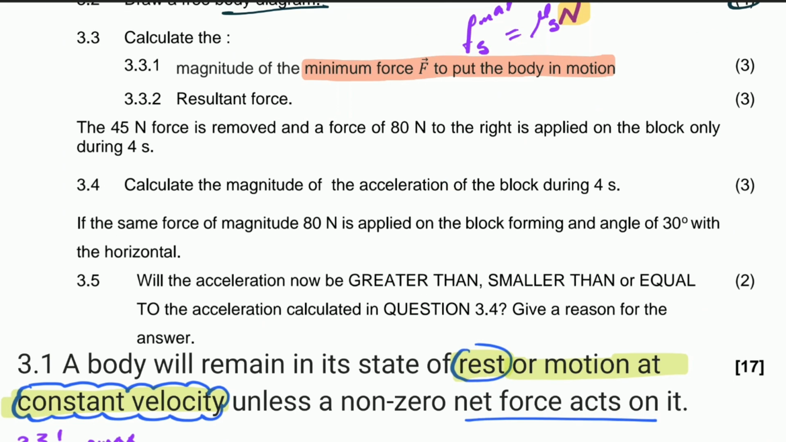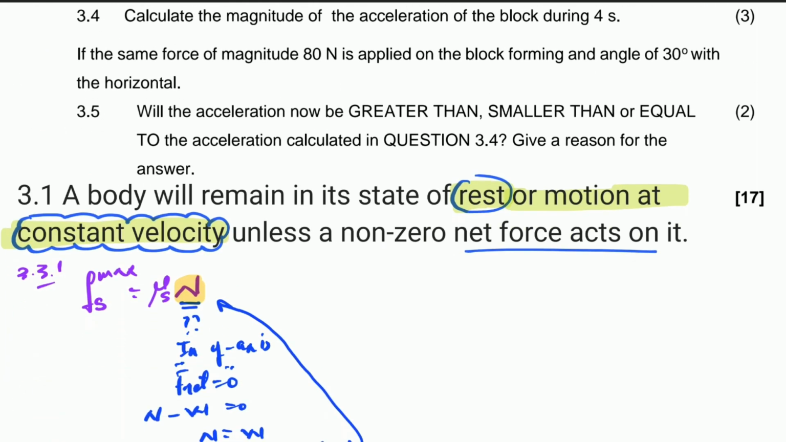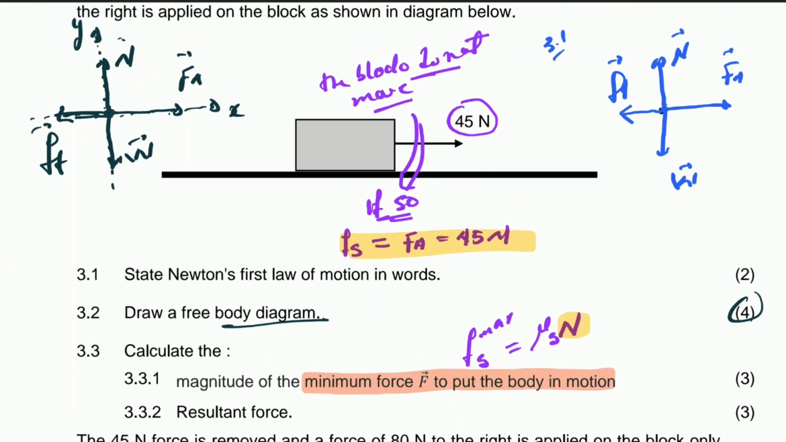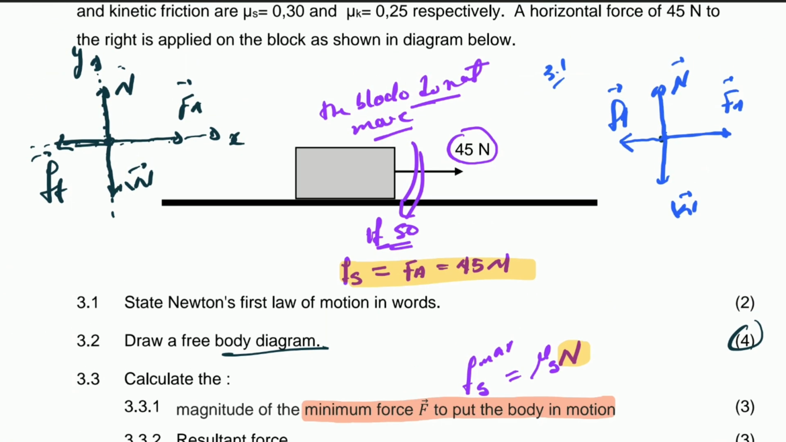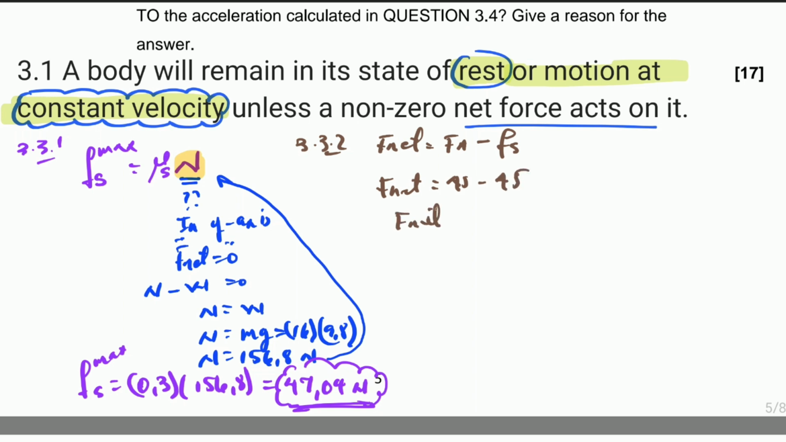Why is it not moving? The minimum force needed for the object to move is going to be 47,04, but the force applied is 45. It's not enough. So, saying that, how do you calculate the net force? Let's go here quickly. This one is question 3.3.2. Net force is equal to applied force minus static frictional force. Okay, now net force is equal to 45 minus 45, which is equal to 0.